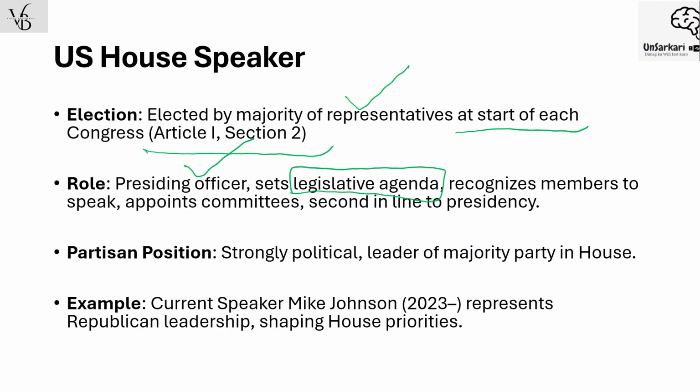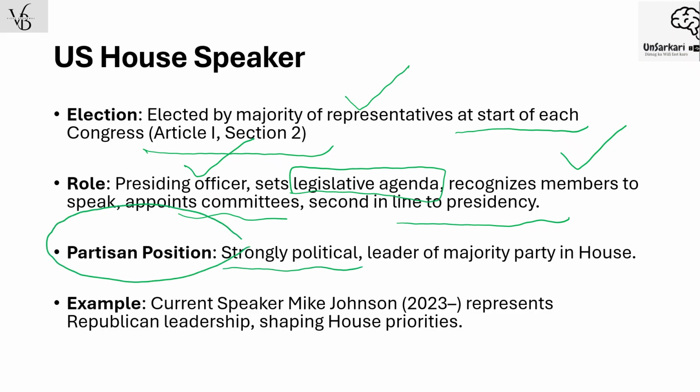What must be the agenda? And he is recognizing members to speak. He is the one who is appointing committees, and he is second in line to the presidency. Very important. Second in line to the presidency after the vice president. It is a very partisan position because the US House Speaker is highly, or you can say strongly, political. He is the leader of the majority party in the House. For example, the current Speaker, Mike Johnson, represents Republican leadership, and he is the one who will shape the priorities of the US.